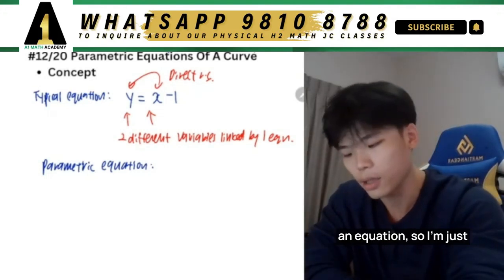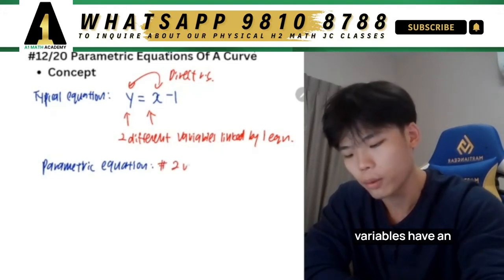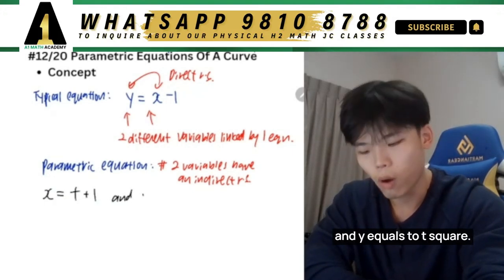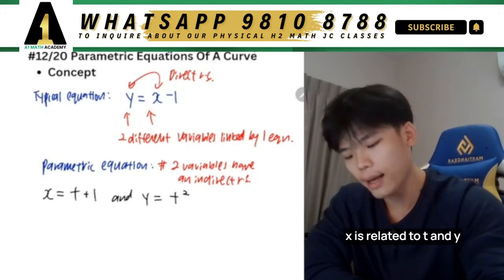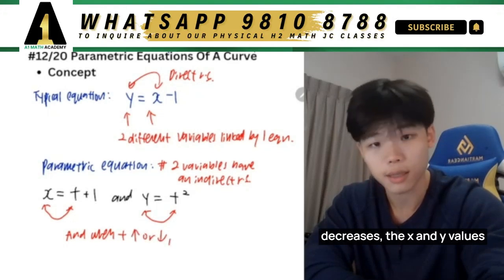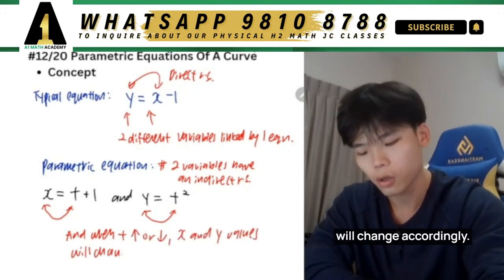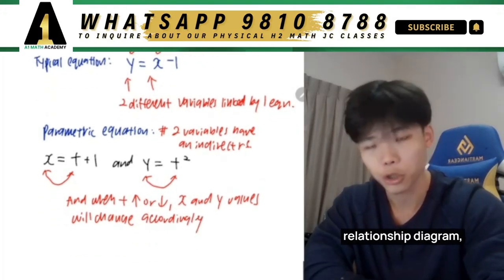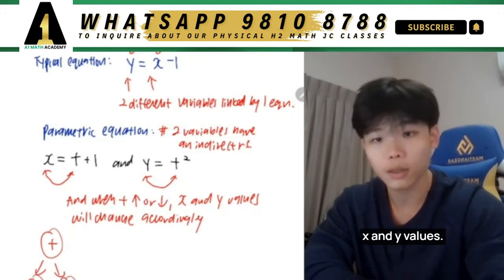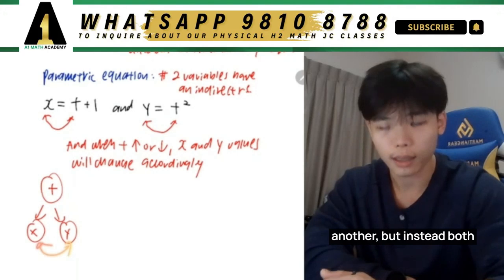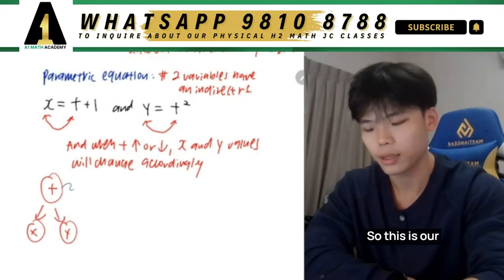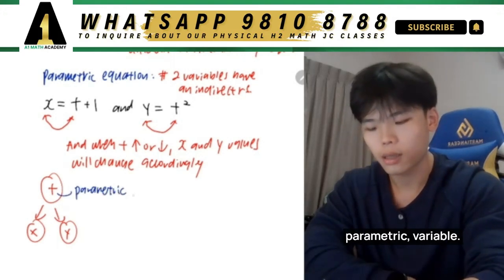So for instance, I can say that x equals t plus 1 and y equals t squared. So you can see that x is related to t and y is related to t. And when t increases or decreases, the x and y values will change accordingly. In other words, if I were to draw a relationship diagram, the t value over here affects both the x and the y values. So these x and y values are not directly linked to one another, but instead both values are controlled by a central variable called the parametric variable. You can think of it that way.